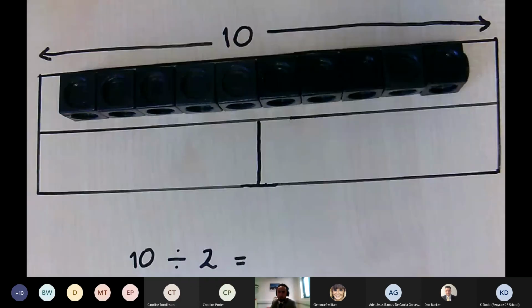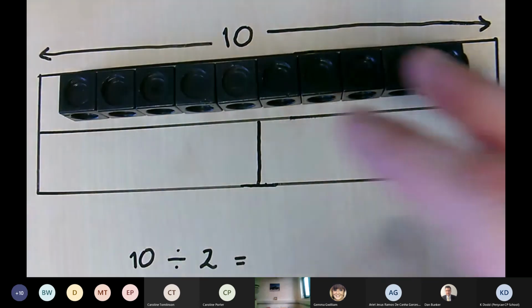I'm just going to relaunch my visualizer, and this is one of the technical things when you're doing remote learning that you need to be aware of. I always try and have it open beforehand, but sometimes you need to relaunch it in order to make sure that it is showing a live picture. Yeah, there we go. So we've got these 10 cubes here, and 10's our whole, and then we've got those 2 equal parts.